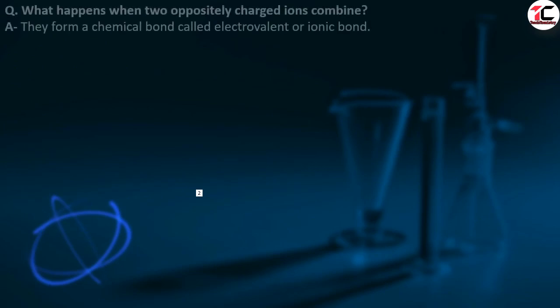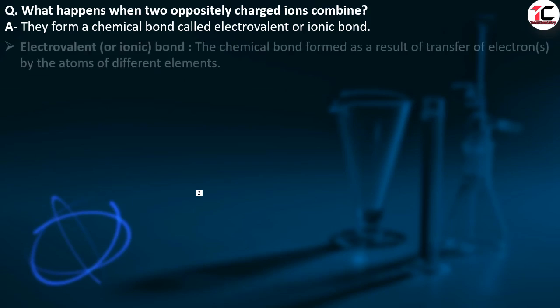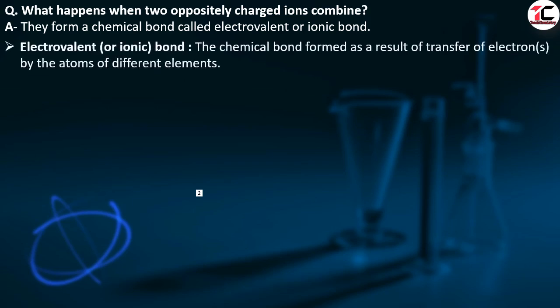What happens when two oppositely charged ions combine? When two opposite charges combine, they form a chemical bond that is called the electrovalent or ionic bond. What is an electrovalent bond? The electrovalent bond or ionic bond is the chemical bond formed as a result of transfer of electron or electrons by the atoms of different elements.